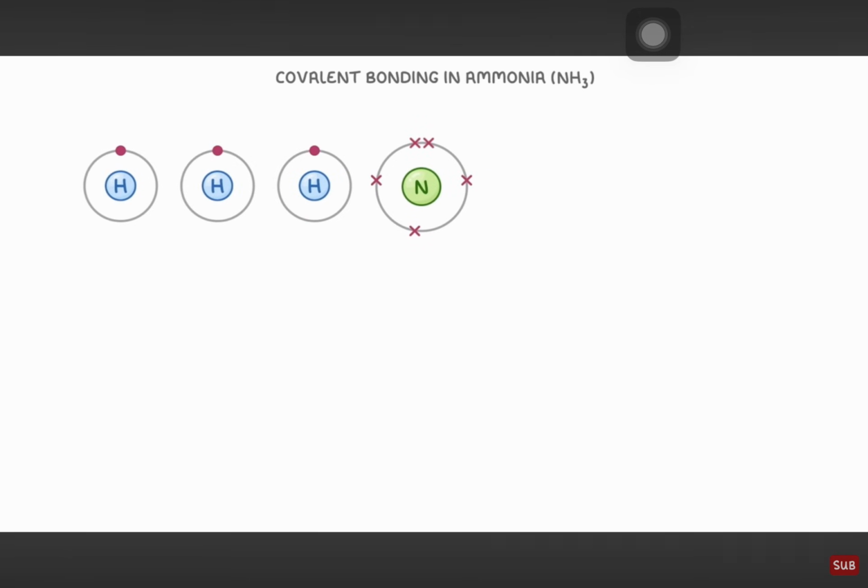For a slightly harder example, let's try to draw the covalent bonding in ammonia, which we just saw. It has the molecular formula NH3, so we can tell that there's one nitrogen and 3 hydrogen atoms, and the first step is to draw all of these out. In our example, we'll only draw the outermost shells.